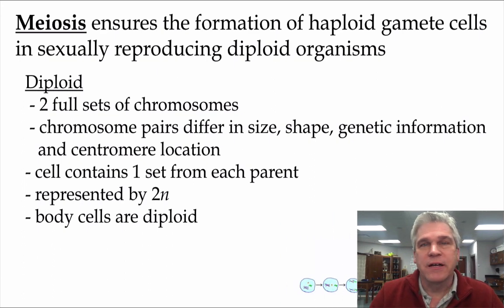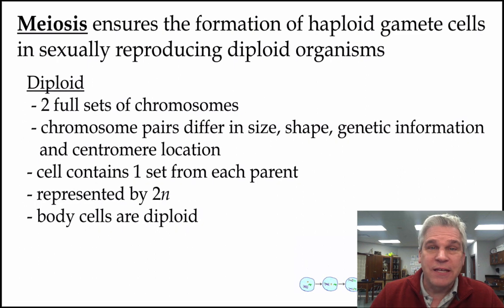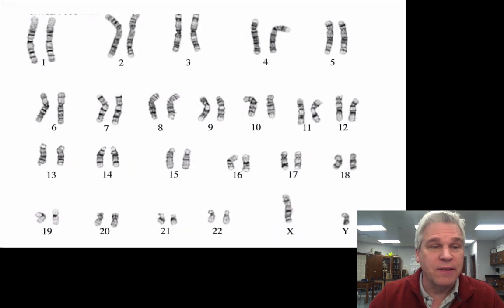So all of our cells that make us up who we are going to be diploid cells. They would have all 46 chromosomes. The only cells that don't have all 46 would be the gametes. Those would be the sperm cells and the egg cells.